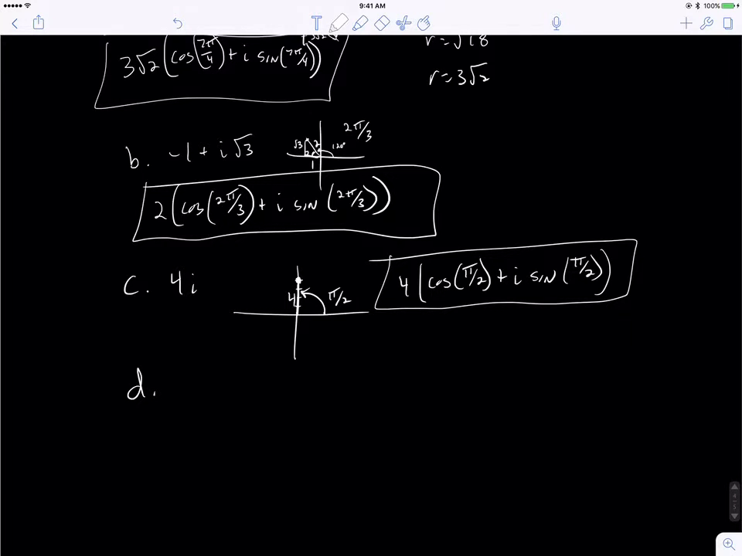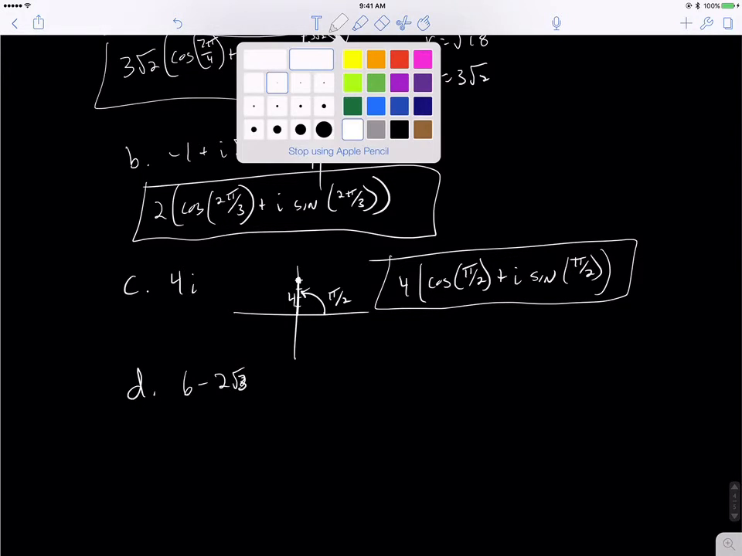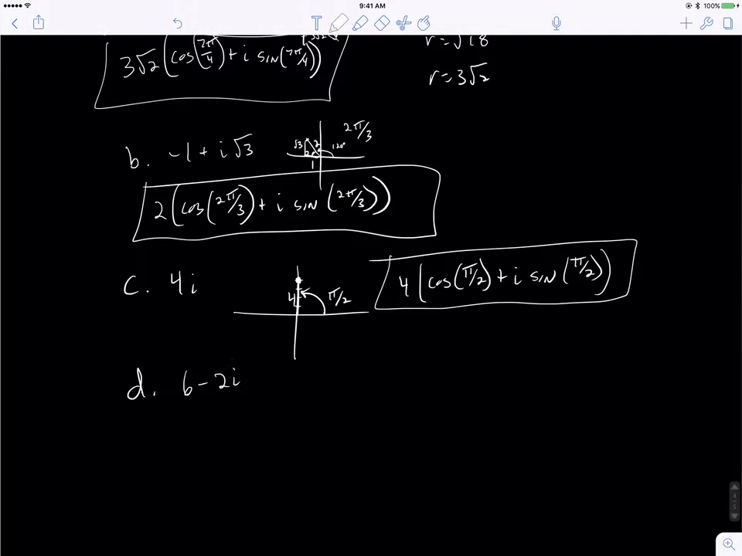D is 6 minus 2 root 3 i. Later, I'm going to write that like this: 6 minus 2i root 3. So that's going to be 6 in the real direction and negative 2 root 3. So we've got 6 and down, so that's 6. That's down 2 root 3. Again, I smell a 30, 60, 90 here. So it looks like 2 root 3 times root 3 is 6, which is indeed the case.